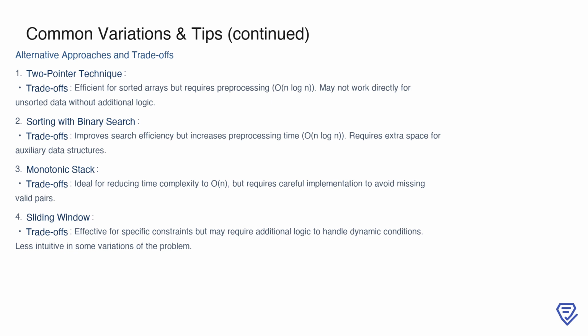However, it demands careful implementation to ensure no valid pairs are missed. Finally, the sliding window approach can be effective under specific constraints, but it may require more complex logic to handle dynamic conditions. Additionally, this method is sometimes less intuitive compared to the others, depending on the problem variation. Understanding these techniques and their trade-offs will help you choose the best approach for different scenarios.